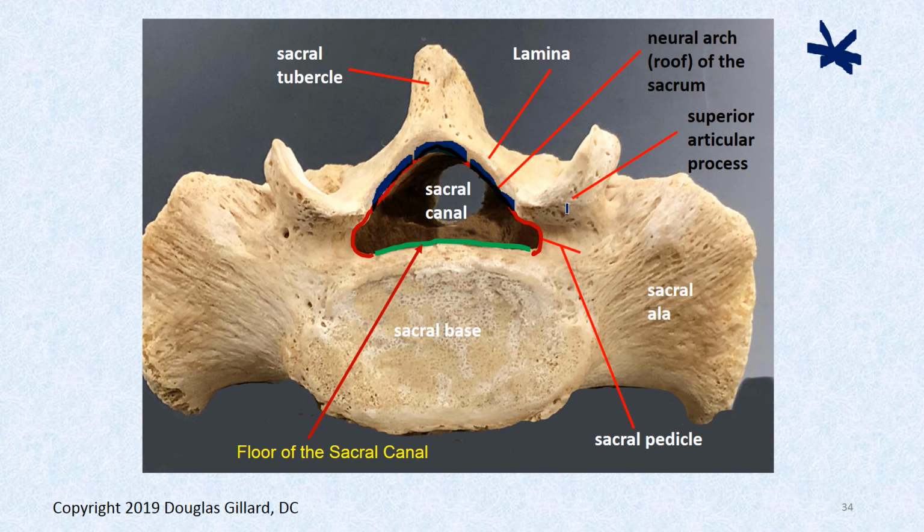And then this thing, what is called the articular pillar, so the superior and inferior articular processes also make up part of the roof. Technically this little piece here is the pedicle. The sacral pedicle is this region right in here, and that makes a little piece of the roof as well. It connects the roof to the floor. This would be the floor of the sacral canal, and that's just the back of the sacral vertebral bodies. Got it?